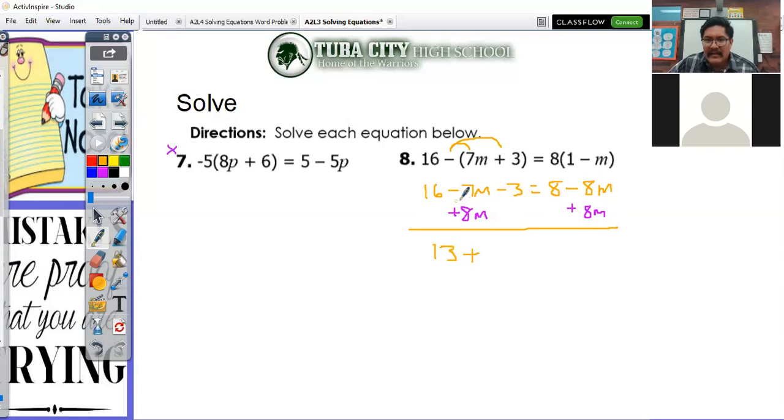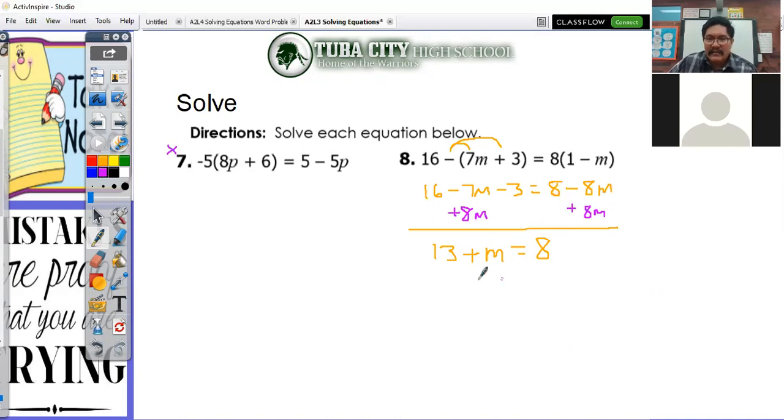Plus, and I'm going to add the m's together. So 8 minus 7 would be 1m. Okay, fix that up. Make that m a little bit better. There you go. And I have 8 here. So there you go, I moved my variable to one side. And it's best to put it on the left side also, because that's the side you read in order from left to right. So you want to put that variable first.